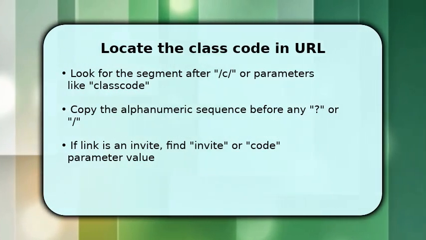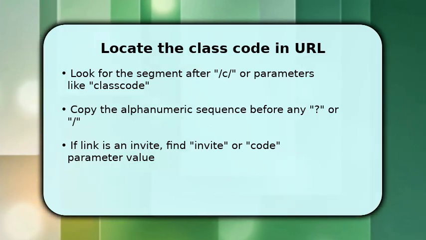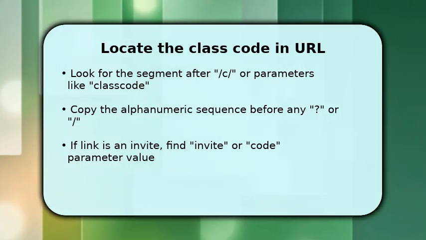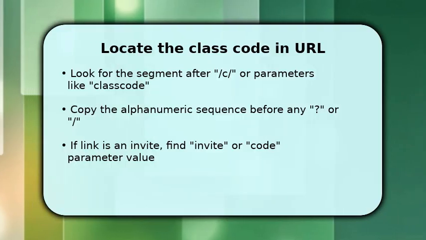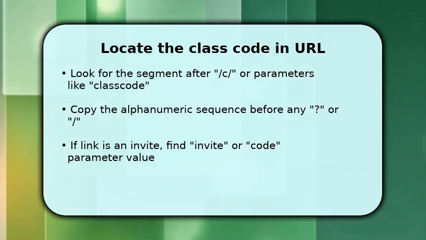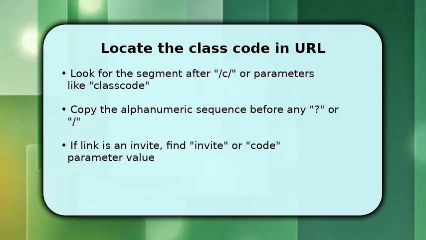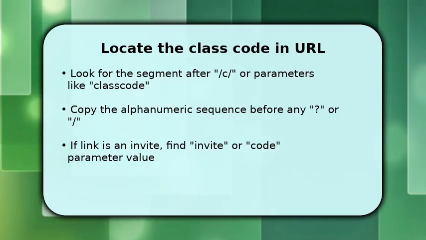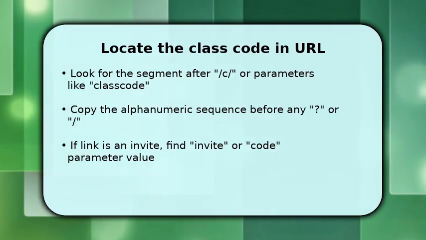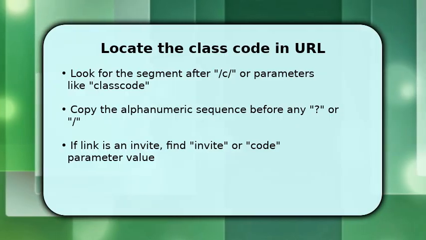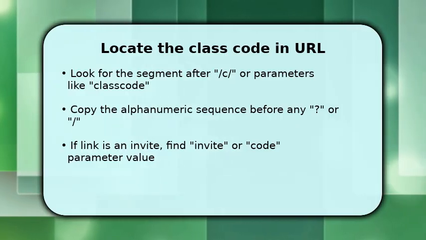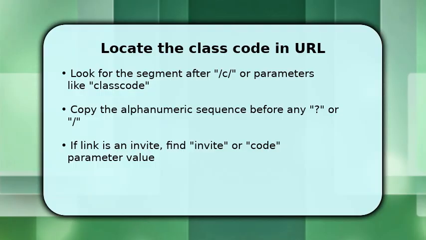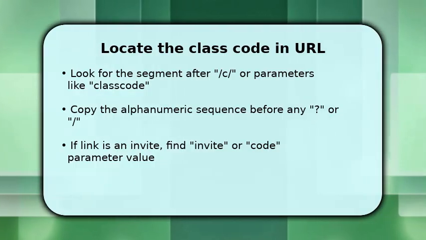The class identifier often appears after /c/ or as a parameter labeled code, class code, or invite. Copy the alphanumeric chunk up to the next slash or question mark. If the URL includes extra tracking parameters, ignore them and only select the core string. Once copied, paste it into a plain text editor to confirm no spaces or punctuation were added. This ensures the code is exactly what Classroom expects when you join.